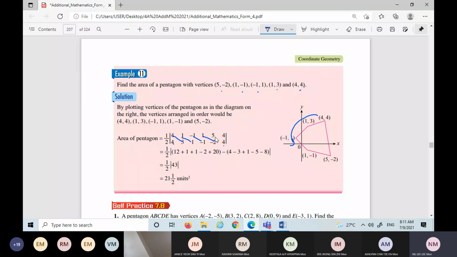Then same thing. This one is the positive one. So 4 times 3 is 12. 1 times 1 is 1. Negative 1 times negative 1 is 1. 1 times negative 2 is negative 2. 5 times 4 is 20.